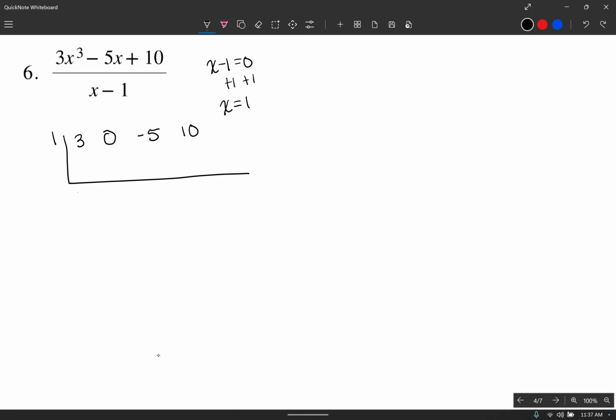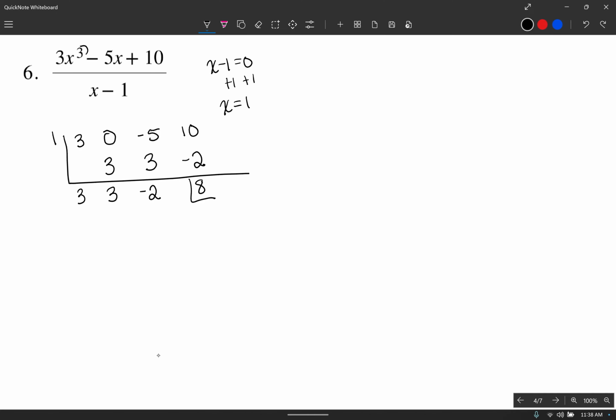So I drop the 3. Then I multiply 3 times that 1 on the outside. 3 times 1 is 3, and then I add down. 0 plus 3 is 3. Then I multiply. 3 times the 1 on the outside is 3. Then I add down. Negative 5 plus 3 is negative 2. Then I multiply times the 1 on the outside. Negative 2 times 1 is negative 2. Then I add 10, which gives me a remainder of 8.